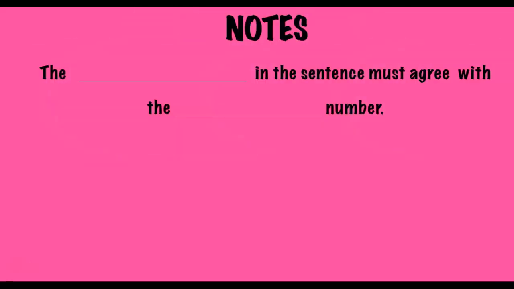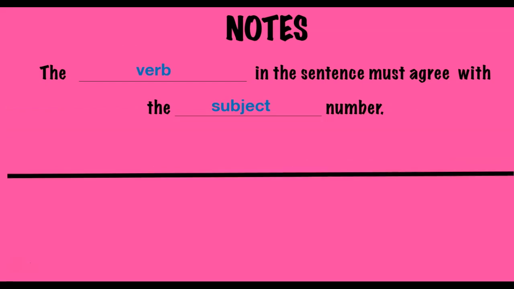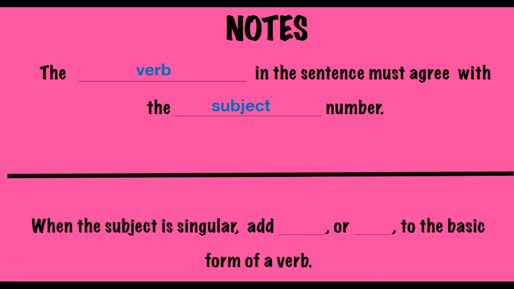Okay, here's the first part of our notes. It says the verb in the sentence must agree with the subject in number. One thing I want to touch on is that this is something you've been doing since you were very, very little. This seems complicated, but it's just how you speak. Think about how you talk when you're saying a sentence. That's what's going to make this clear for you.